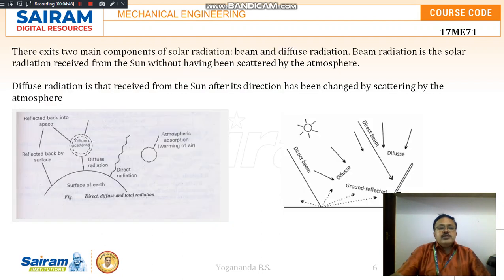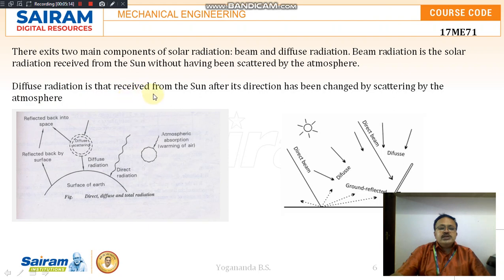There are two main components of the solar radiation. One is the beam radiation, the other one is the diffuse radiation. Beam radiation is nothing but the solar radiation directly received from the sun without being scattered by the atmosphere. So direct radiation, that is the sun beam. What is directly received on the earth's surface is beam radiation.